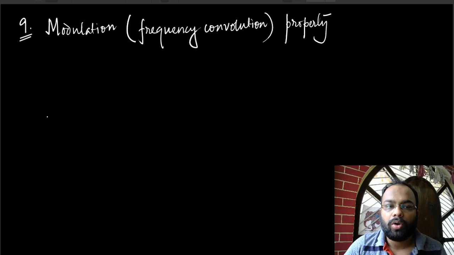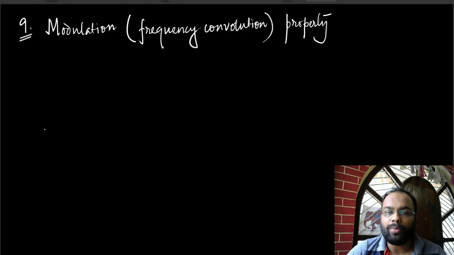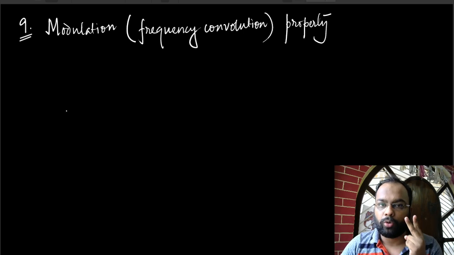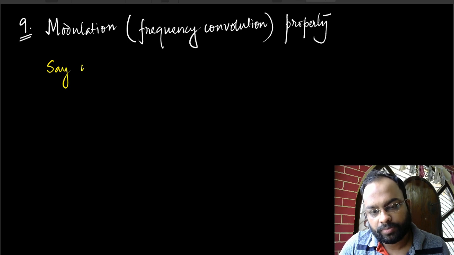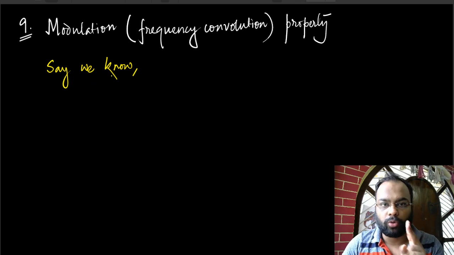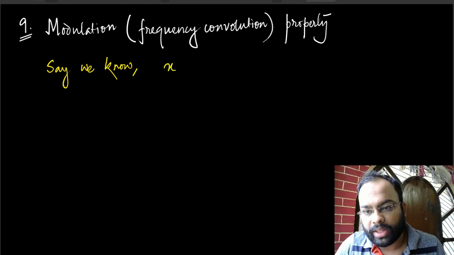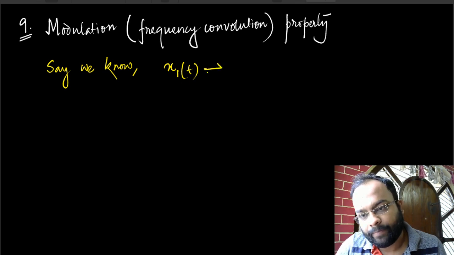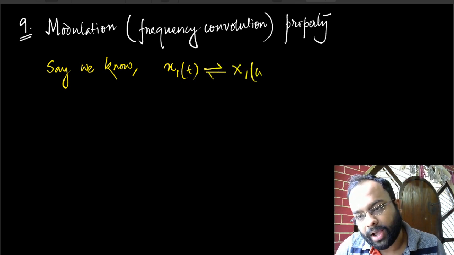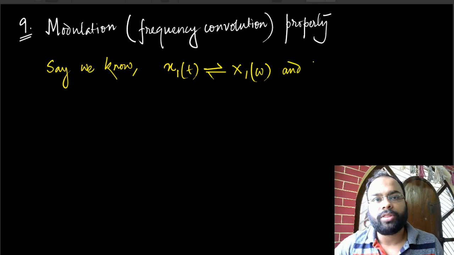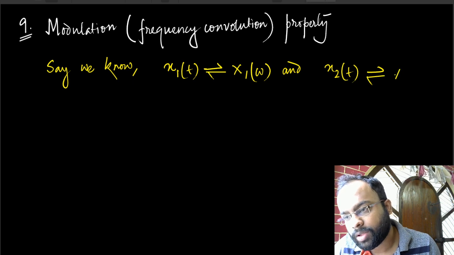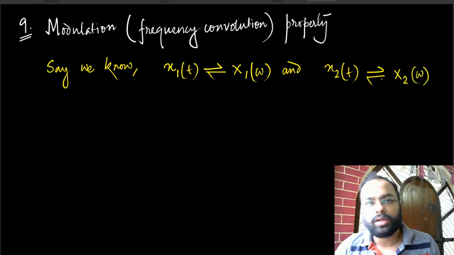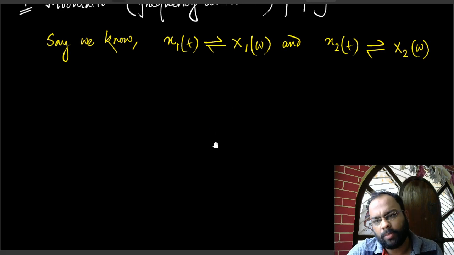What we are doing here, we are assuming that we individually know the Fourier transforms of two different signals. For example, we know that the Fourier transform of x1(t) is X1(omega), and the Fourier transform of x2(t) is X2(omega). I don't think there is any problem assuming that.